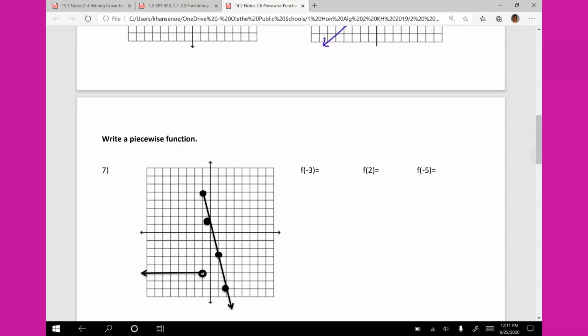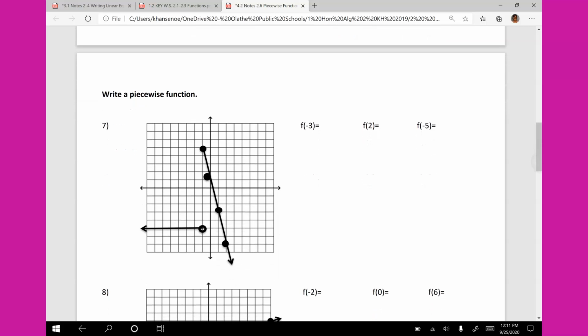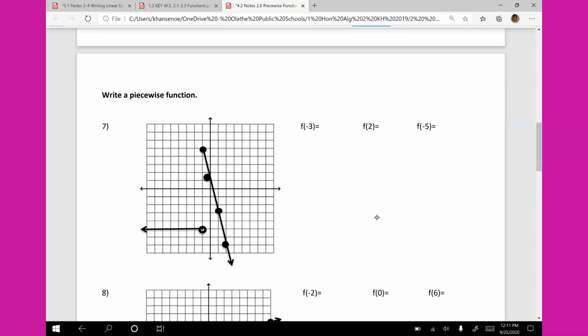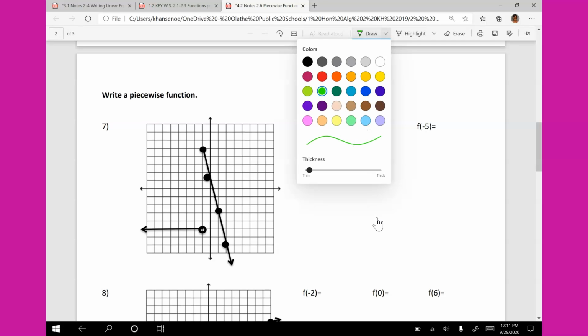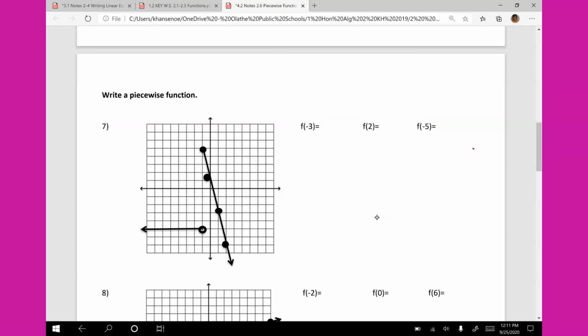Well, what if I switched it on you? Let's evaluate. So I have f of negative 3. So I'm going to negative 3. 1, 2, 3. Where I have to go to the nearest graph, where am I? 1, 2, 3, 4, 5. I'm at 5. So f of negative 3 equals 5.